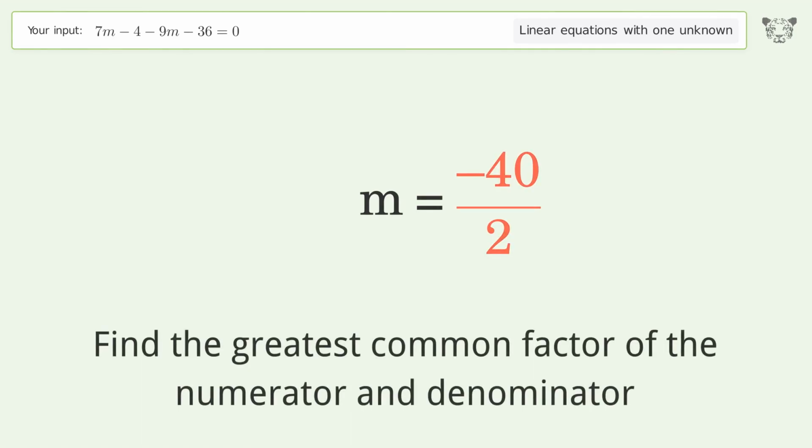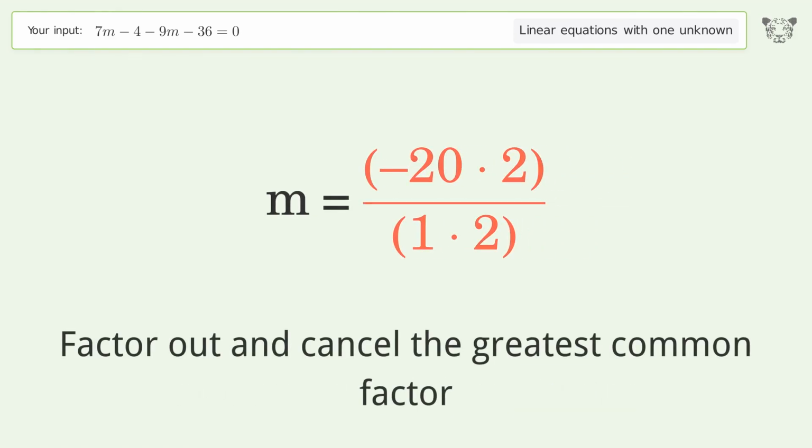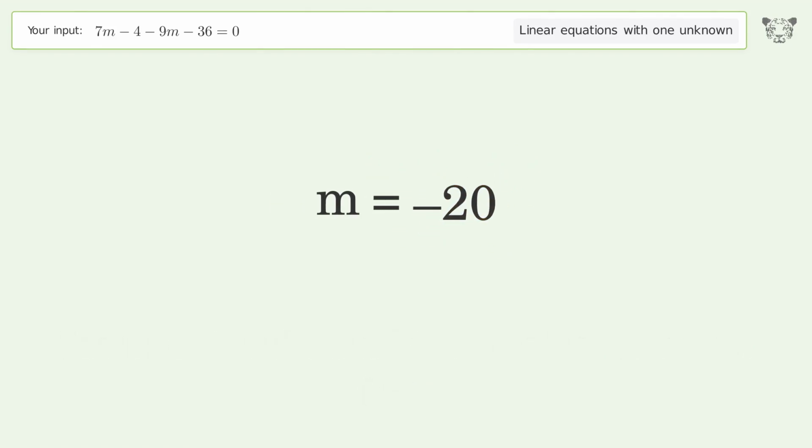Find the greatest common factor of the numerator and denominator. Factor out and cancel the greatest common factor. And so the final result is m equals -20.